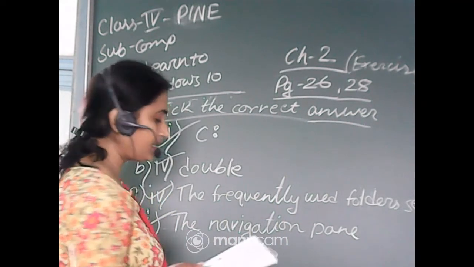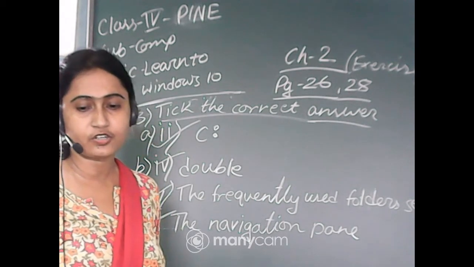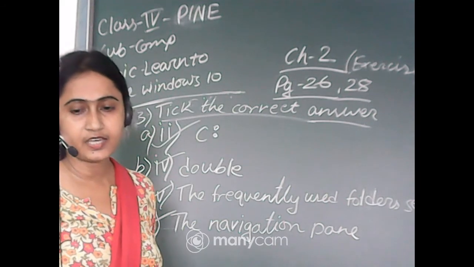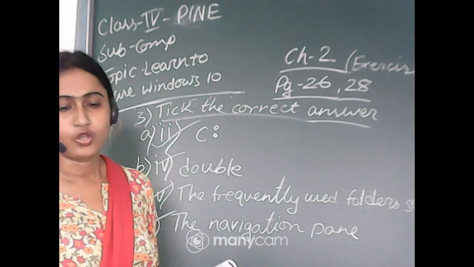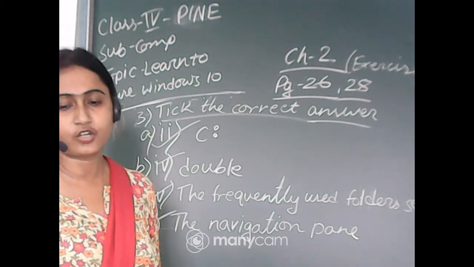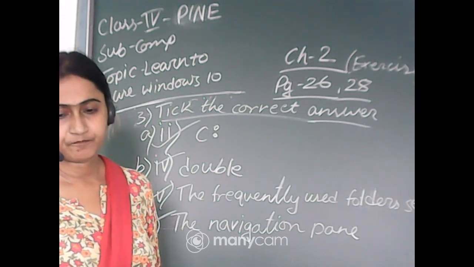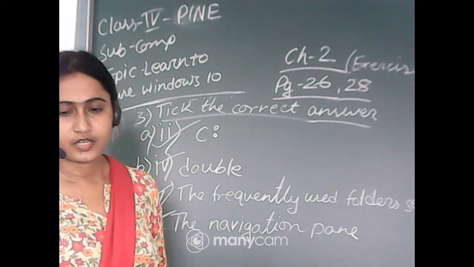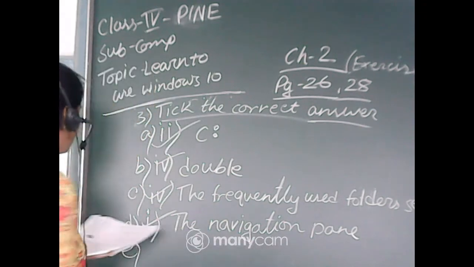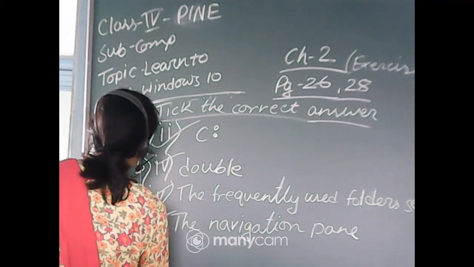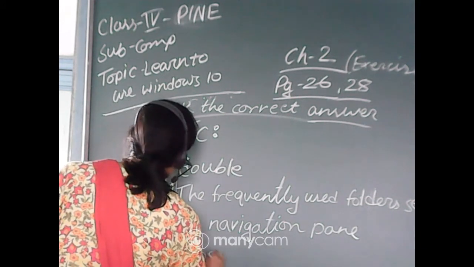Next number E. The dash button is used to close the window. Which button is used to close the window? Jareen, answer me beta. Jishan, answer me. Close button is used to, yes, Zareen, very good. The close button, option 3 is the correct answer. The close button is used to close the window.